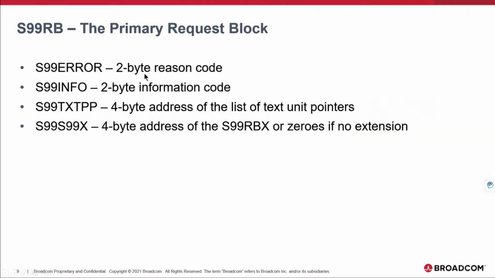There's a 2-byte reason code, so if there's a failure, you get a reason code and an info code that will more exactly explain the problem. And you have to have the text pointers, the text unit pointers, so this is the address of that list of pointers. And then if you have an extension block, an S99RBX, you would put its address in this field. Otherwise, you would put zeros there to indicate there's no extension.